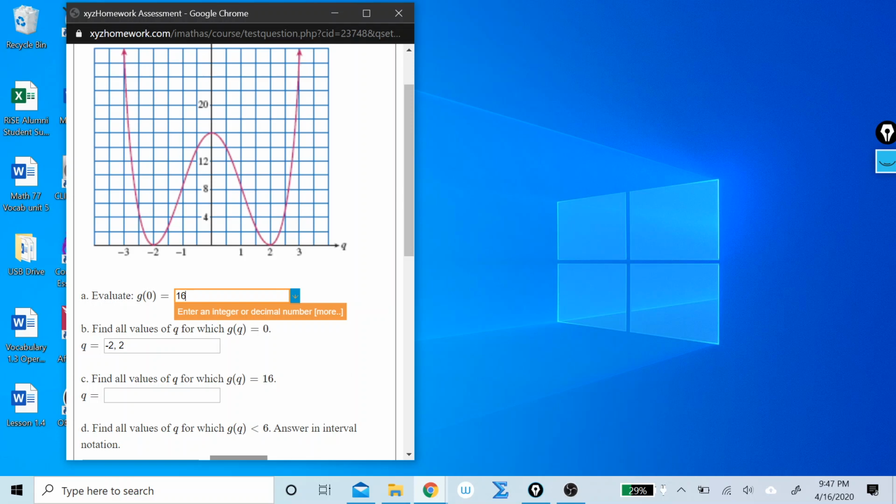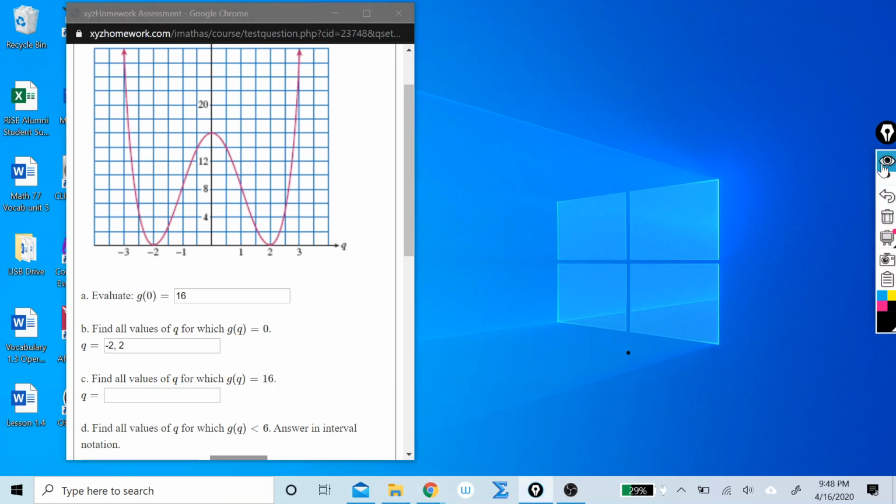Find all the values of q for when g of q is 16. Before I was asking for g of q equals 0. Now we're looking for g of q equals 16. So 16 is this line right here. It's a little squiggly, but it's there. Okay? So it crosses right here at this point, it crosses at this point, and it crosses at this point.